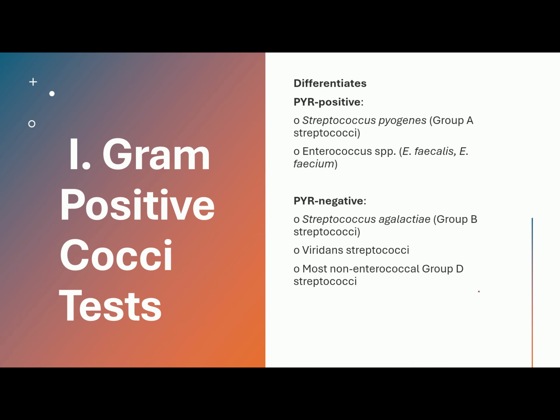So, your PYR positives, class, are Group A, S. pyogenes, and the Enterococcus, E. faecalis, and E. faecium. PYR negative are Group B, S. agalactiae, viridans, and most non-enterococcal Group D strep.